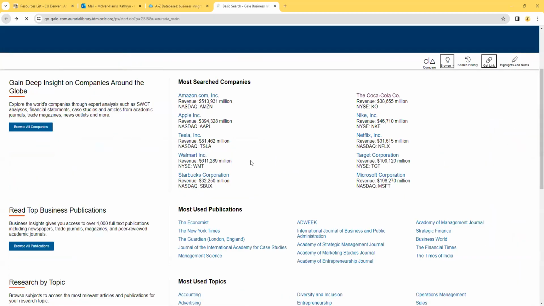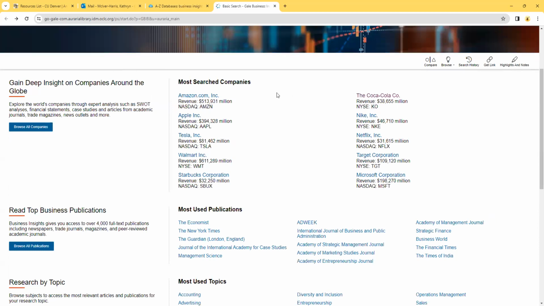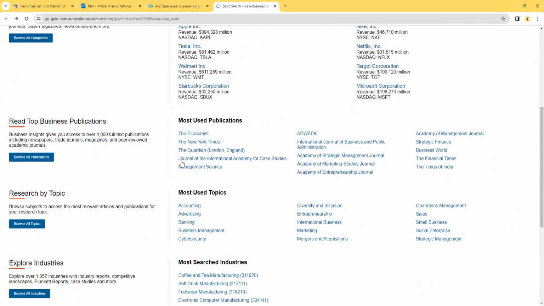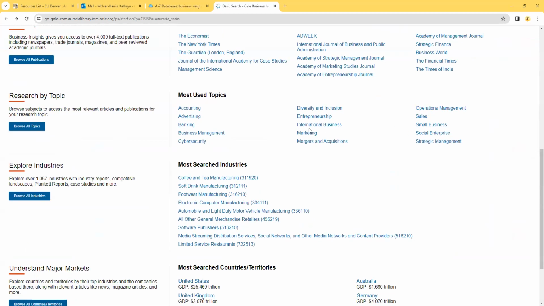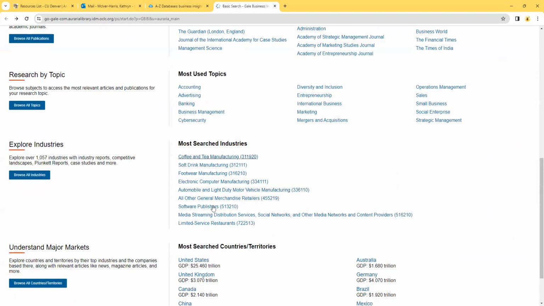So first option up, search companies. You can look by specific companies. You can also look by most used publications. Honestly, if you're going to do this, I'm going to say go to the journal database because that's going to be a little bit more comprehensive, but the options are out there. Most used topics, searched companies, or searched industries.